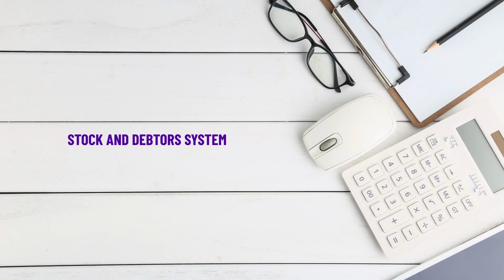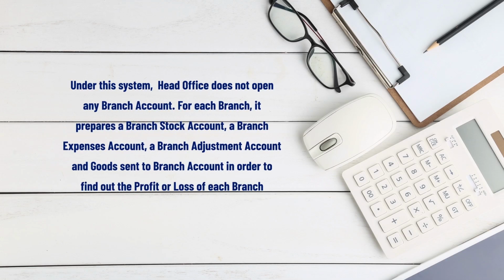Then the stock and debtor system. Under this system, the head office does not open any branch account. For each branch, it prepares a branch stock account, a branch expenses account, a branch adjustment account, and a goods sent to branch account in order to find out the profit or loss of each branch.